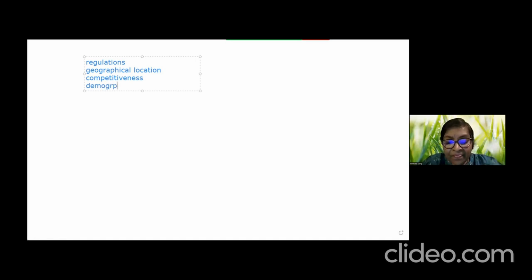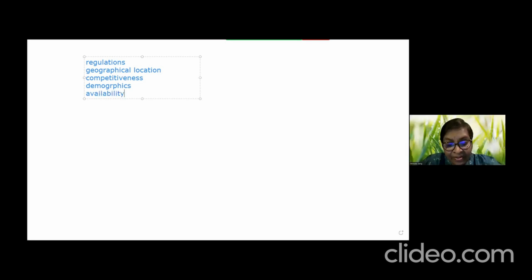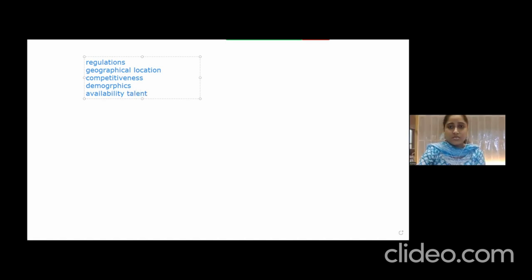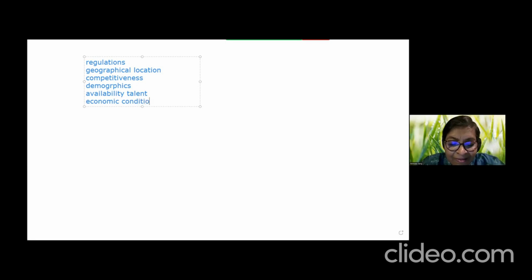Available skill resource. If at all there are certain skills which are niche in the market, the availability of talent. Required technology. Economic conditions also. Excellent. All of you have really contributed well.